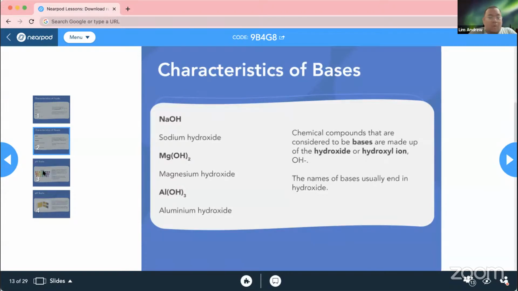All right. One, acid has hydrogen and the name ends with acid. The chemical symbol always has an H inside. For base, the name will always end with hydroxide. The chemical symbol has OH. An example is sodium hydroxide, NaOH. All right, let's carry on.